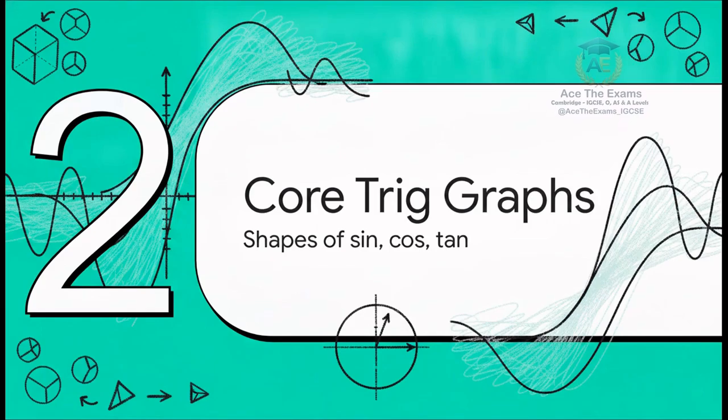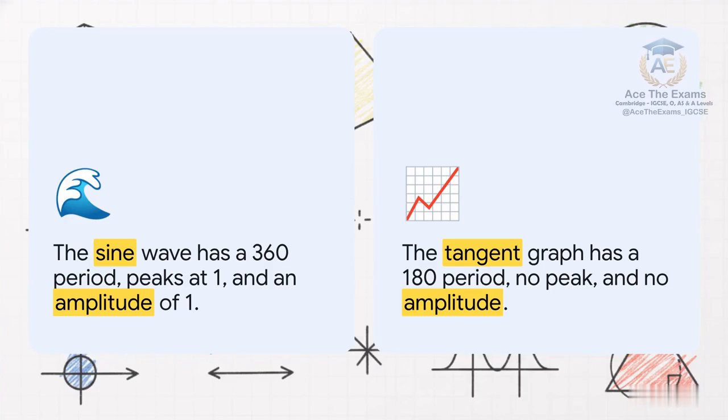Moving right along to Section 2, Core Trigonometric Graphs. We're leaving 3D space and zooming into the 2D shapes of sine, cosine, and tangent. You cannot afford to just memorize facts without analyzing the visuals. Look at the massive difference here. Sine is this beautiful, smooth, continuous wave rolling between 1 and -1 every 360 degrees. But tangent? Tangent is wild. It repeats every 180 degrees and literally shoots off into infinity. It has no amplitude, no max, no min, and breaks entirely at these invisible walls called asymptotes at 90 and 270 degrees. You've got to know these shapes by heart.